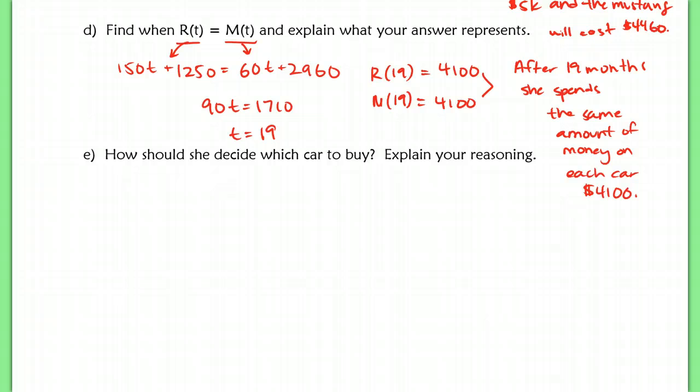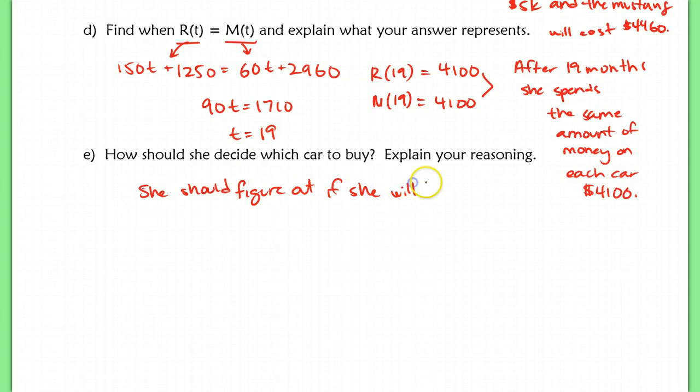Now, for problem E, it says, how should she decide which car to buy, and explain your reasoning. Now, we know that the upfront cost of the Mustang is going to be more expensive, but in the long run, it might be best for her to buy this car, because if she plans on keeping it for more than 19 months, it's actually going to be cheaper than having the Rambler. So, in order for her to decide which car she should buy, first she should figure out if she's going to keep it longer than 19 months.